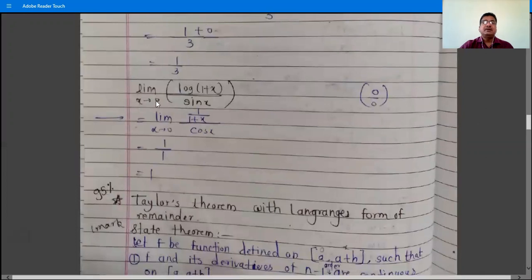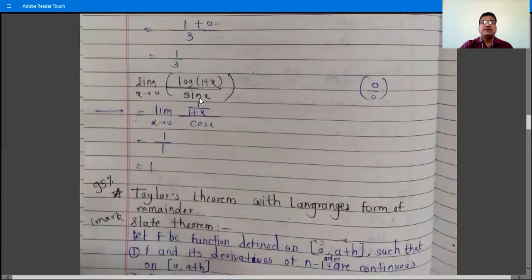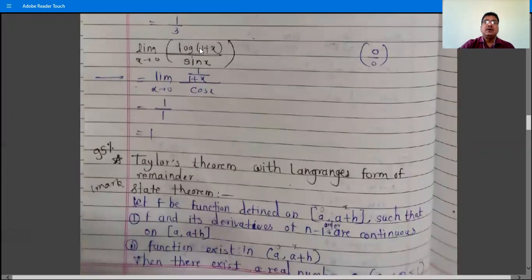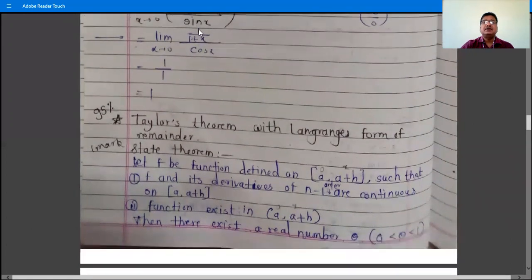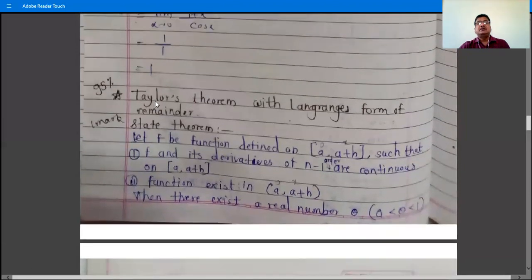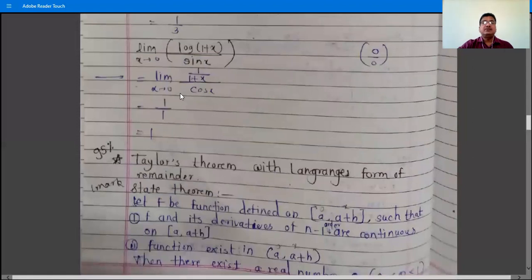Next problem, limit x tends to 0, log(1 plus x) divided by sin x. So log(1 plus 0) means log 1 means 0, and sin 0 is 0. So 0 by 0 form. So apply L'Hospital rule. The derivative of log(1 plus x) is 1 by (1 plus x), and the derivative of sin x is cos x. Now if you substitute x is 0, the value of the numerator is 1 and cos 0 is 1. So the answer is 1. So these are some problems on L'Hospital rule.